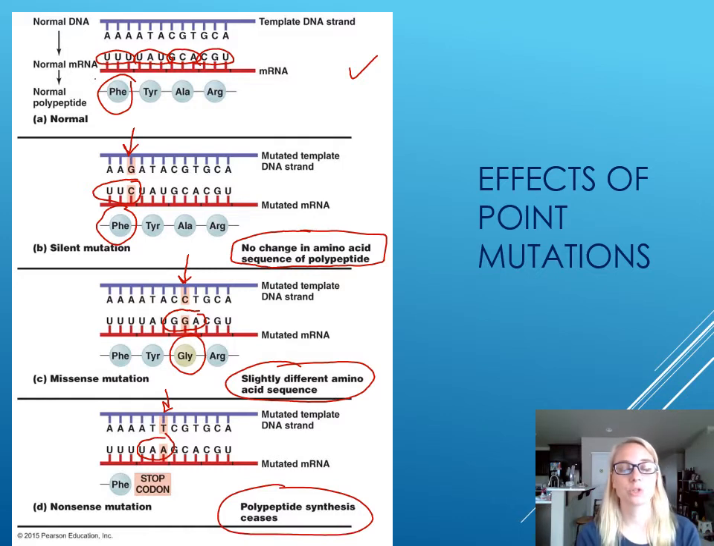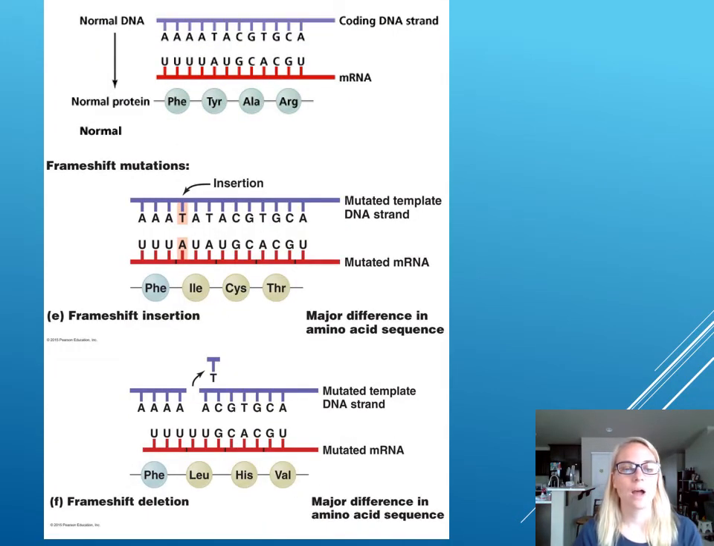So nonsense mutations are pretty devastating in the effect of what they can do on the functionality of that protein. All right, so these are all effects of point mutations. Again, that should be reviewed from your general bio. Then we also have frameshift mutations.